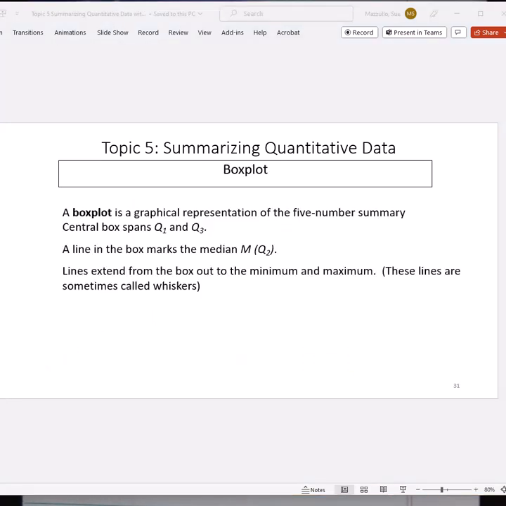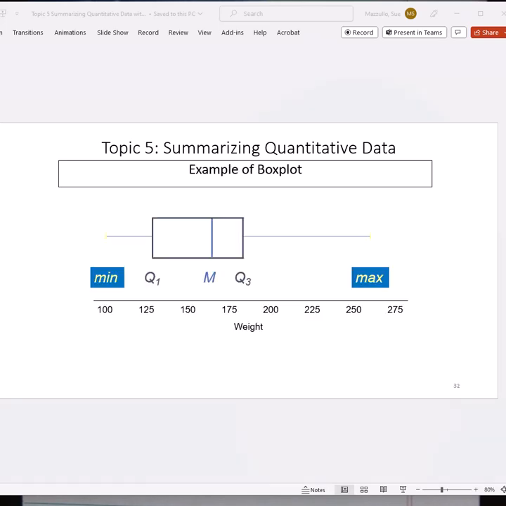This leads us to the box plot. It's a graphical representation of the 5-number summary. Lines will extend from the box for you to see the minimum and max. These lines are sometimes called whiskers, so people call this, instead of just a box plot, a box and whiskers. This is what it looks like. The box represents that interquartile range from Q1 to Q3, and it will show a line where the median is, and the whiskers extend to your max and your min.